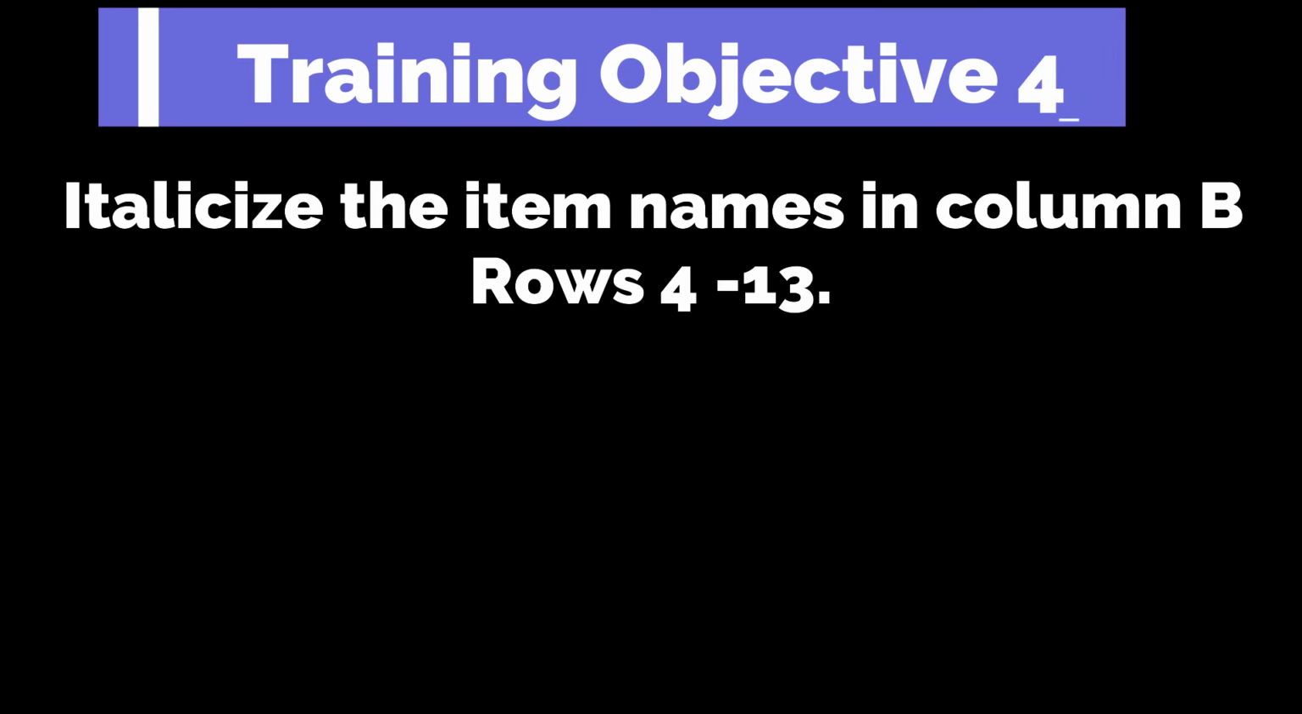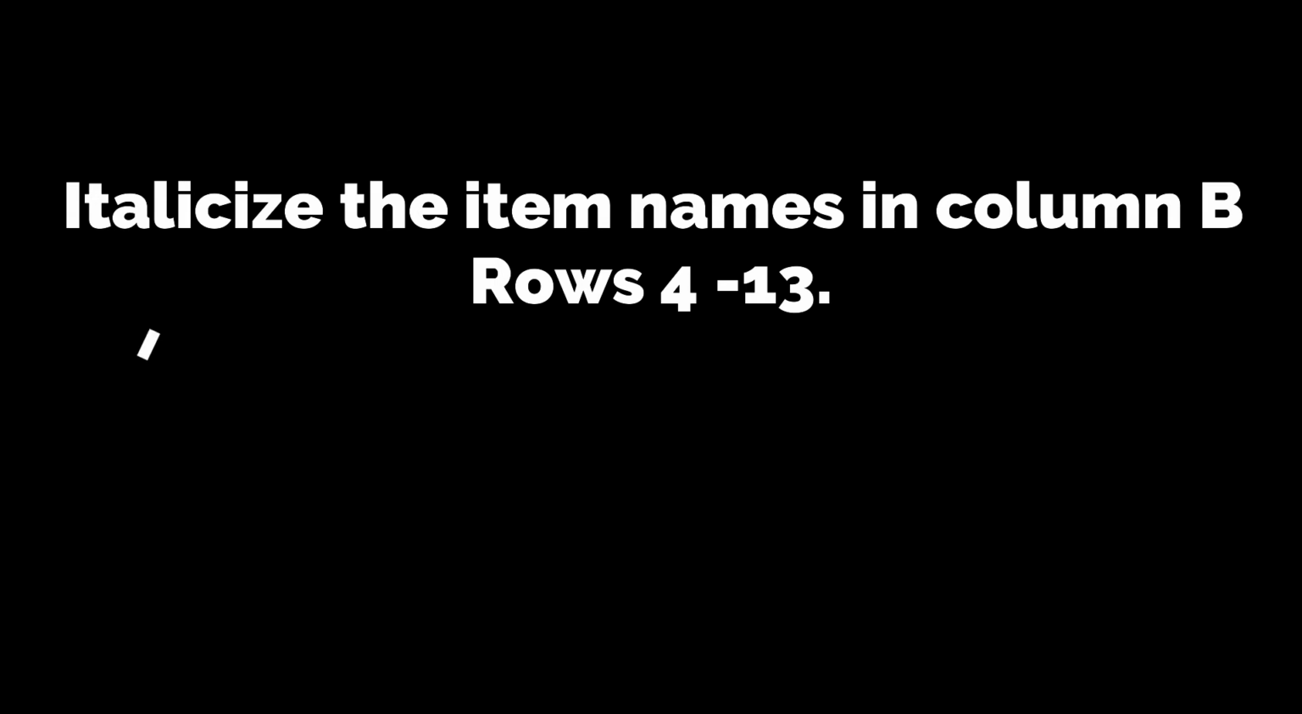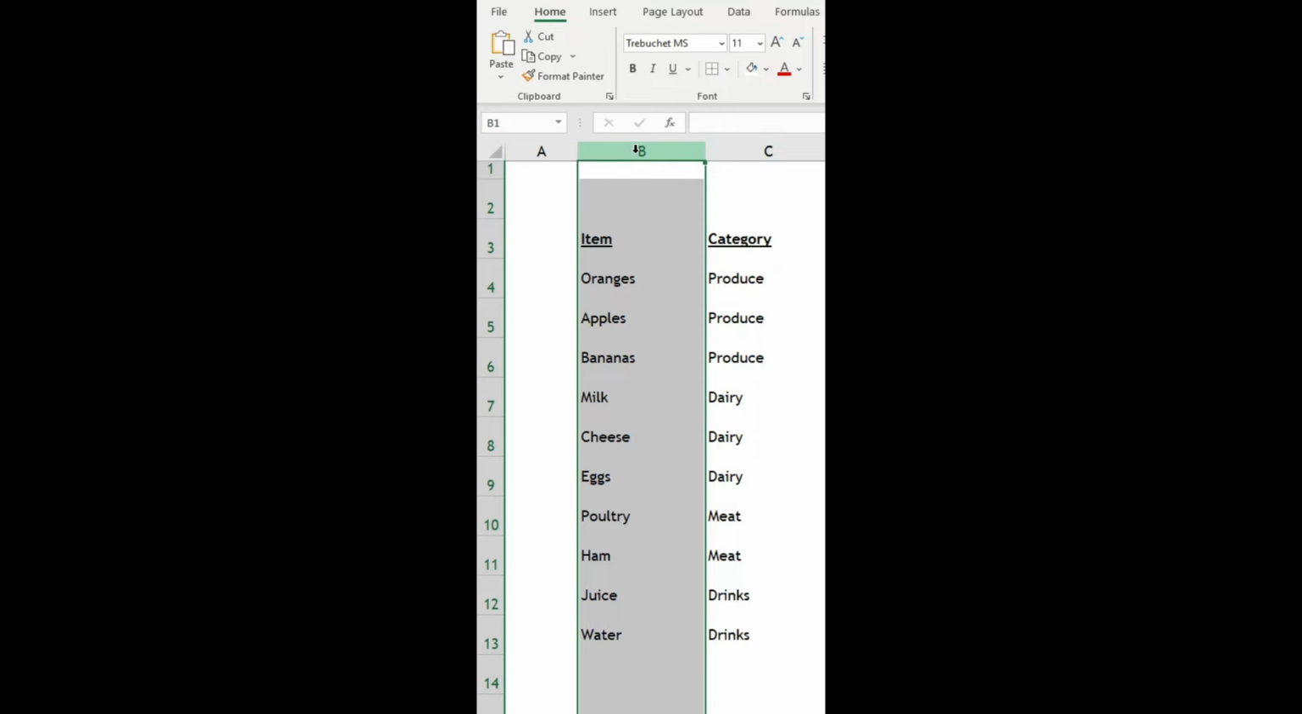Objective 4 is to italicize the item names in column B, rows 4 through 13. So let's find column B and then find rows 4 through 13.